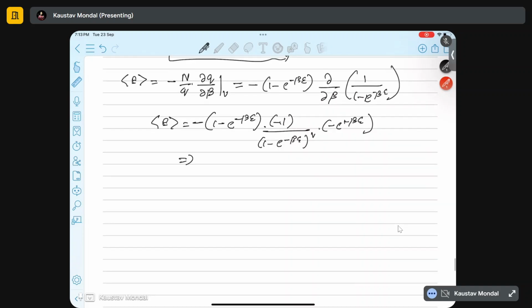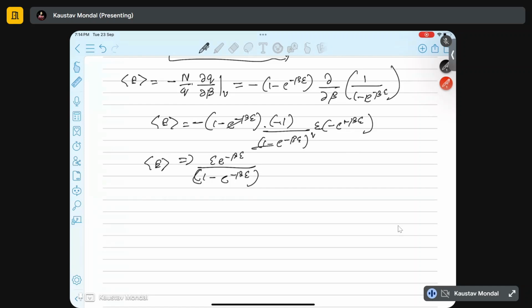So one term from the denominator will cancel. E is outside, so it becomes E into e to the power minus beta E, and the denominator will be 1 minus e to the power minus beta E. So that is the mean energy expression, right?